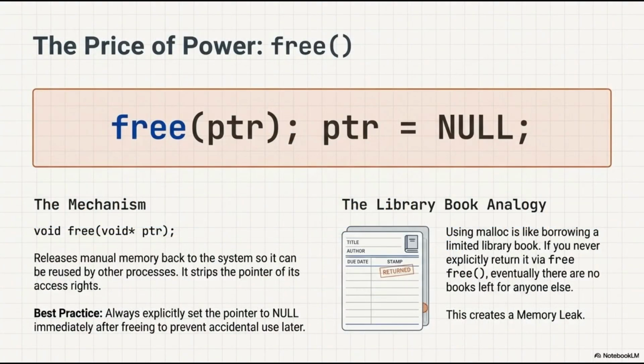Renting this massive power comes with the uncompromising burden of cleanup. And this brings us to the price of power, the free function. Using malloc is exactly like borrowing a limited library book. Think about it. If you take out books and never explicitly return them using free, eventually there are just no books left for anyone else. So best practice here is absolutely paramount. You must always release the memory and immediately set your pointer to null to strip it of its access rights.